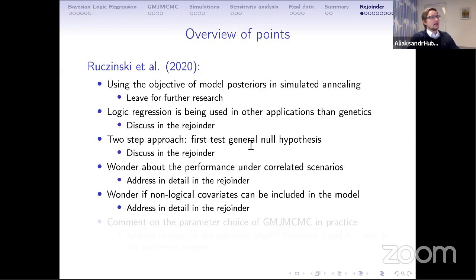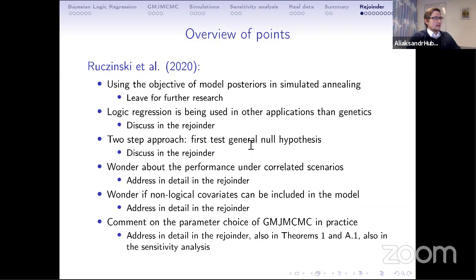Also, Ruchinsky and his colleagues wonder about the non-logical covariates and whether they can be included in the model. And this is a very interesting suggestion. So we suggest an extension of the logic regression model in the rejoinder and also show the performance of the GMJ MCMC algorithm under the case when we have both logical predictors and non-binary predictors combined. We provide an example of inference on such models in the tutorial section of the rejoinder.